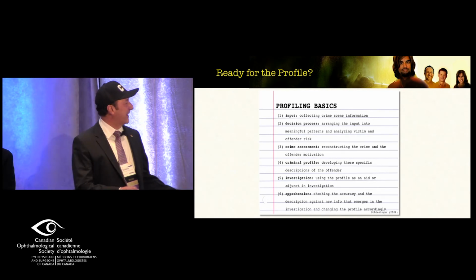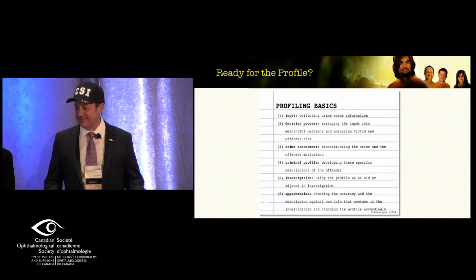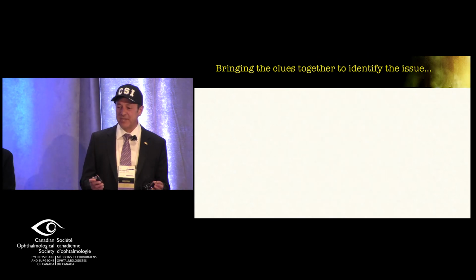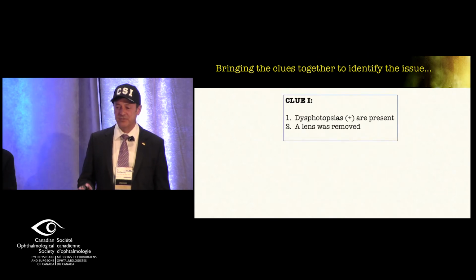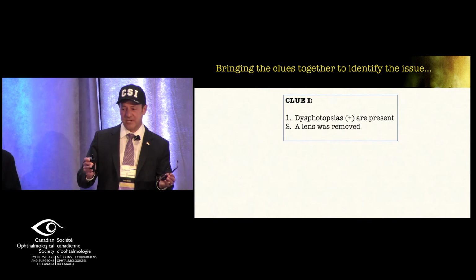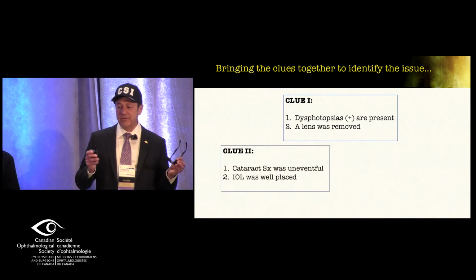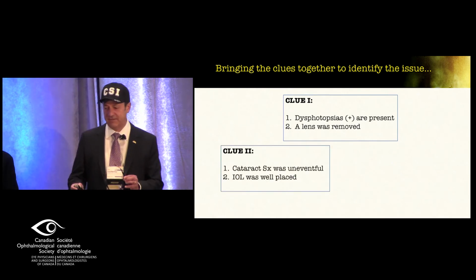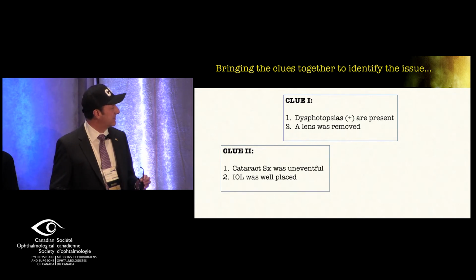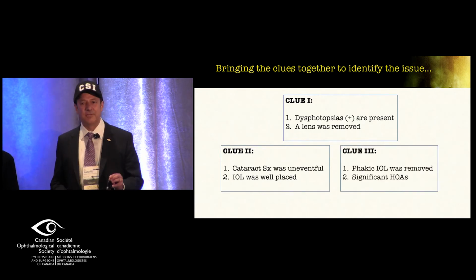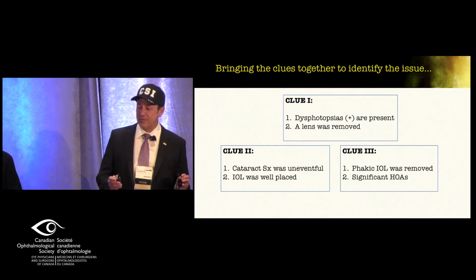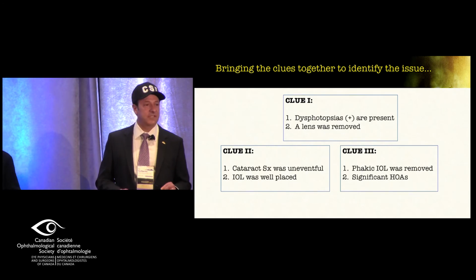So these are some of the profiling basics. You don't have to know that. This is also just to fill in. But we'll bring the clues together to identify the issues. We have dysphotopsias, which are present. A lens was removed. We have cataract surgery, which was uneventful. The lens was well placed. And we also have a phakic IOL. Now we know that IOL was a phakic IOL and there were significant high order aberrations.